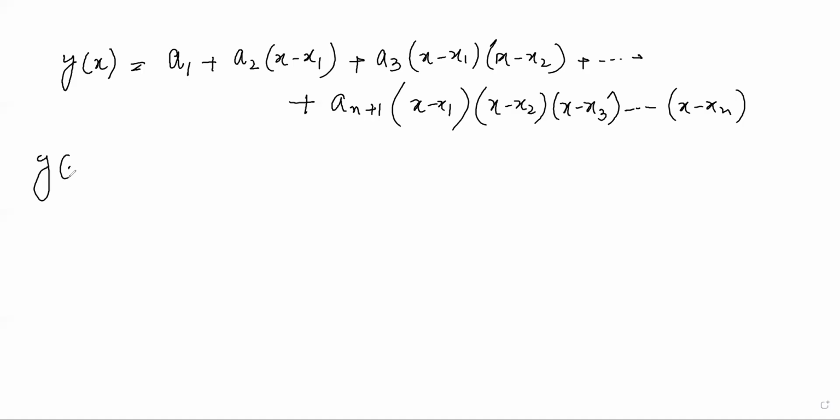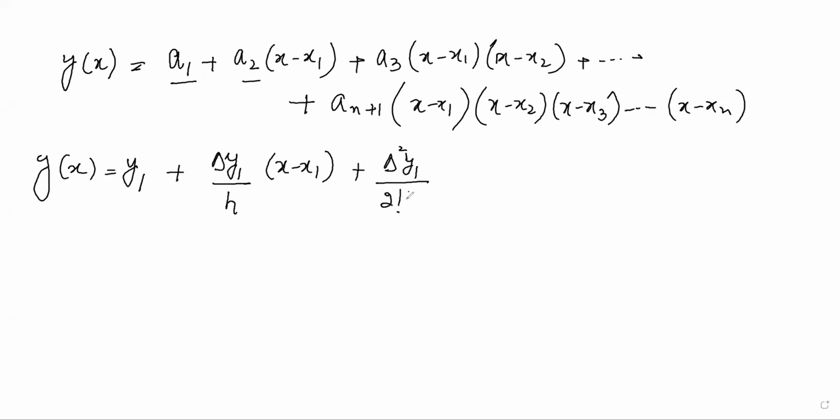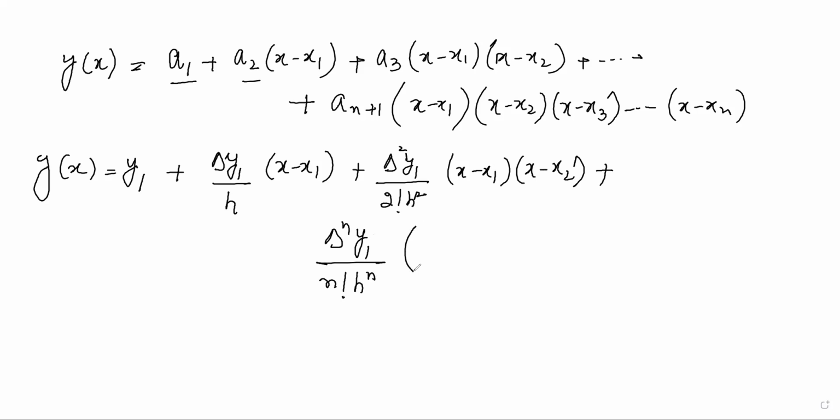Therefore we can write y of x is equal to a1, or a1 is equal to y1, plus a2, our a2 is equal to delta y1 divided by h, into (x minus x1), plus a3. a3 is delta square y1 divided by 2 factorial h square into (x minus x1)(x minus x2), plus a_(n+1), that is delta^n y1 divided by n factorial h raised to n into (x minus x1)(x minus x2), so on into (x minus xn).